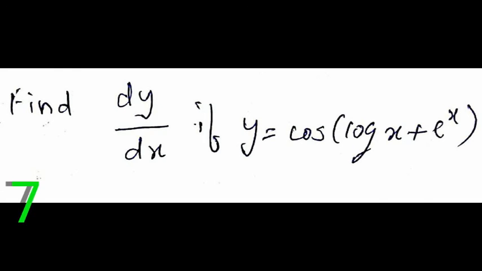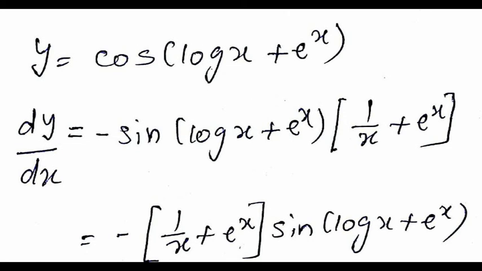Find dy by dx if y is equal to cos of log x plus e raised to x. Derivative of cos x is minus sin x, derivative of log x is 1 upon x, and derivative of e raised to x is e raised to x. Therefore, we get the answer minus 1 upon x plus e raised to x into sin of log x plus e raised to x.